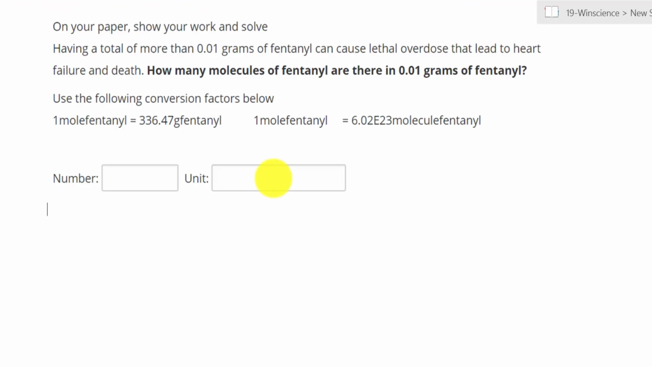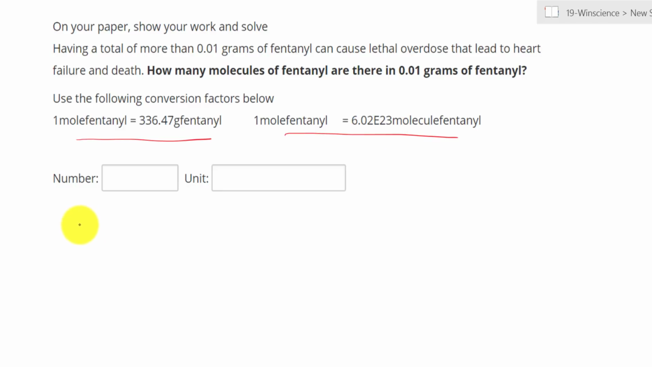Now let's try another problem where we are going to use fentanyl in our example. Well, again, having a total of more than 0.01 grams of fentanyl can cause lethal overdose that lead to heart failures and death. Well, how many molecules of fentanyl are there in 0.01 grams of fentanyl? And we have the molar mass for fentanyl as well as this conversion factor for fentanyl.